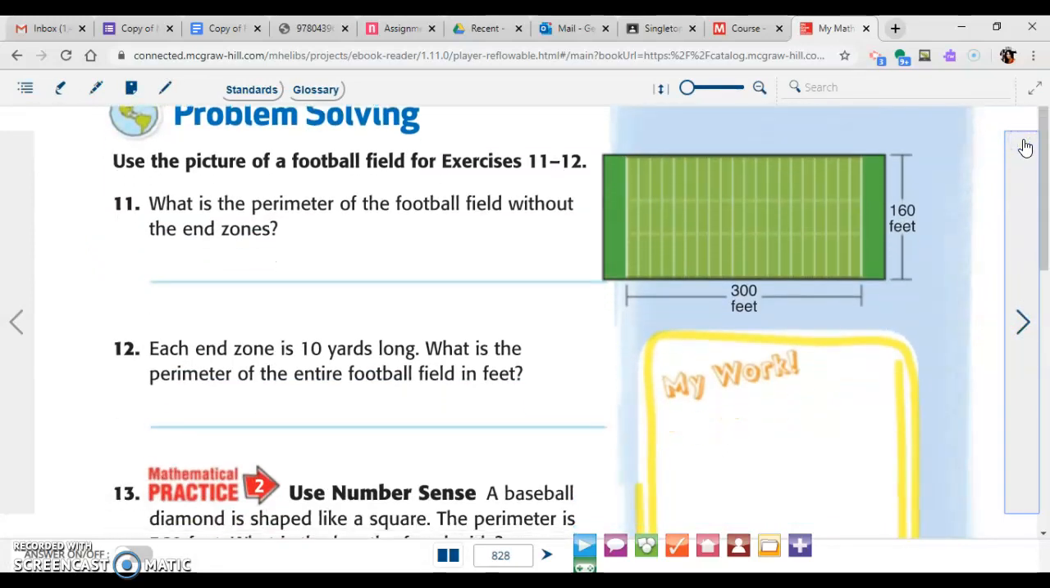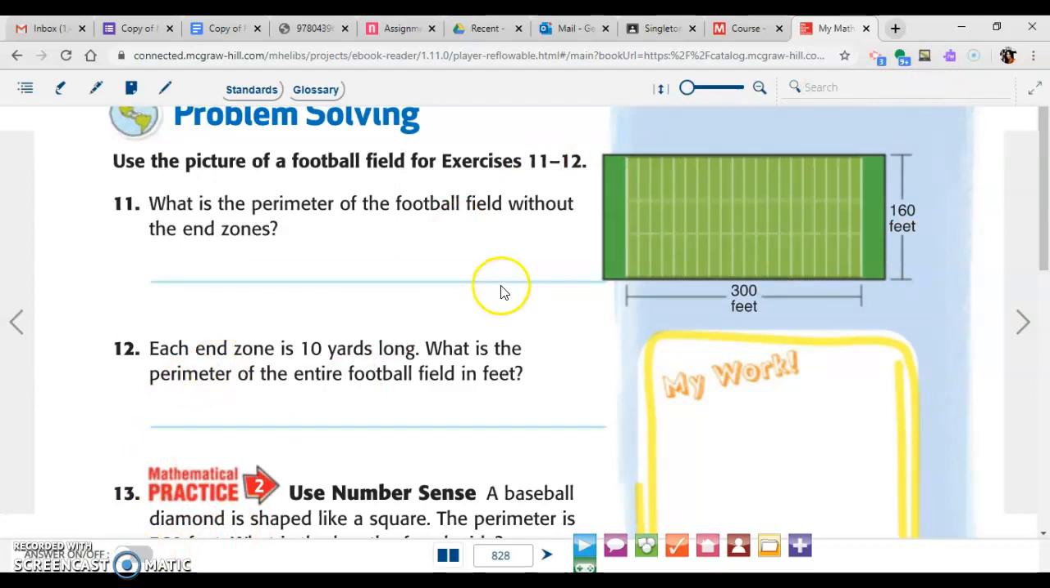Okay, the perimeter of the football field without end zones. So 300 plus 160 plus 300 plus 160. You'll probably need a scratch paper. Maybe not Caleb. Caleb, you don't need a scratch paper. So 300 plus 300 would be 600. 160 plus 160. I can't talk. Then you add it together, you would get 920 feet. You just add, add, add, add. That's all you need to do.